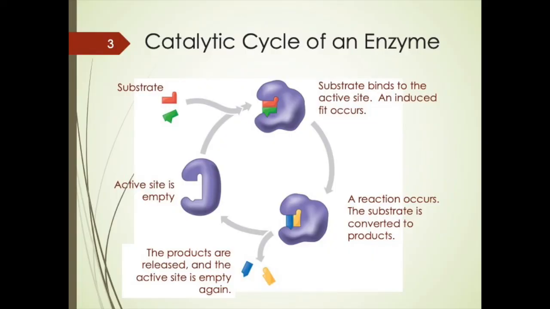In a catalytic cycle of an enzyme, you have some type of substrate that comes in and binds to that protein, or the enzyme, which fixes it, an induced fit, and then the products are released from the enzyme. And then that active site is ready for the next substrate to come in.